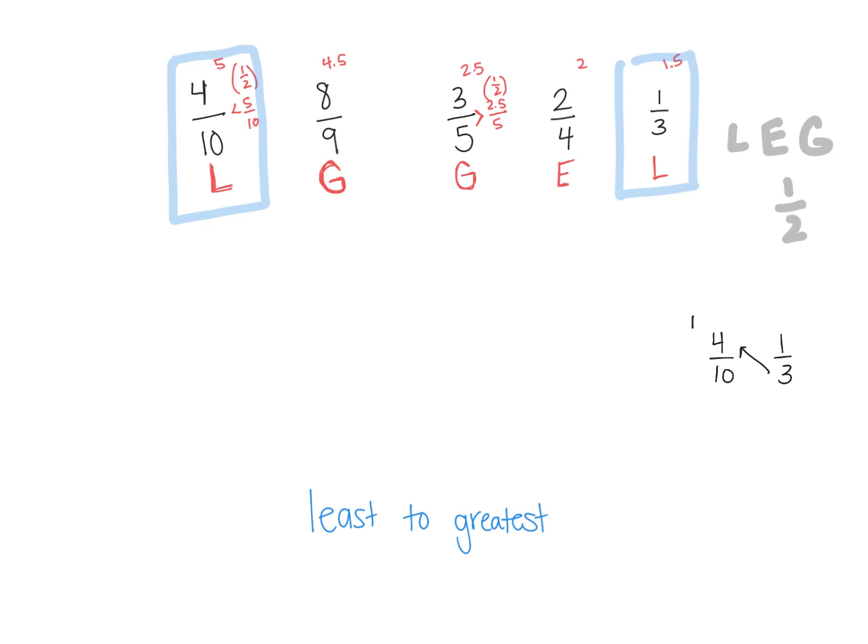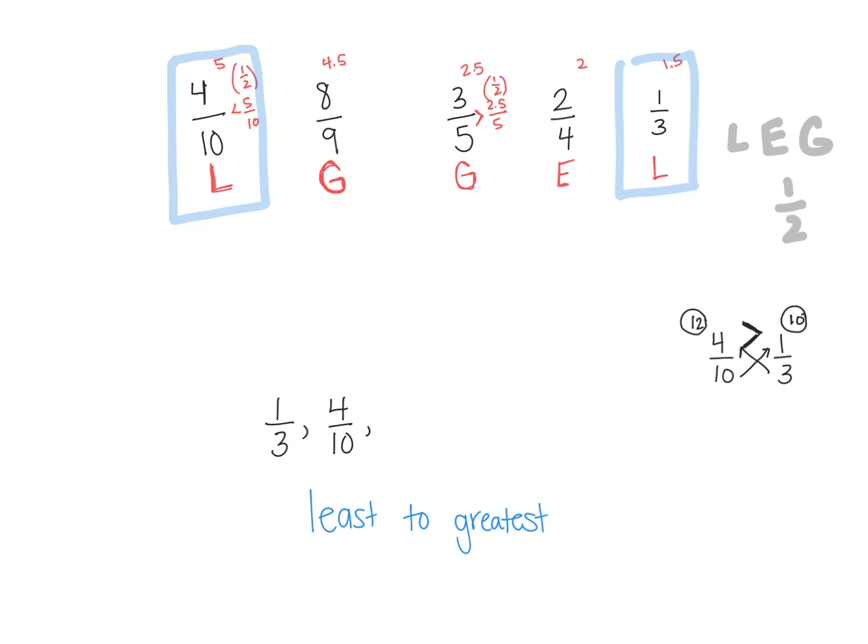3 times 4 is 12. 10 times 1 is 10. When I compare my numbers, I see that 12 is greater than 10, or 10 is less than 12. Therefore, this number is smaller, 1/3, and 4/10 is greater. So my first number will be 1/3. My second smallest number will be 4 out of 10.